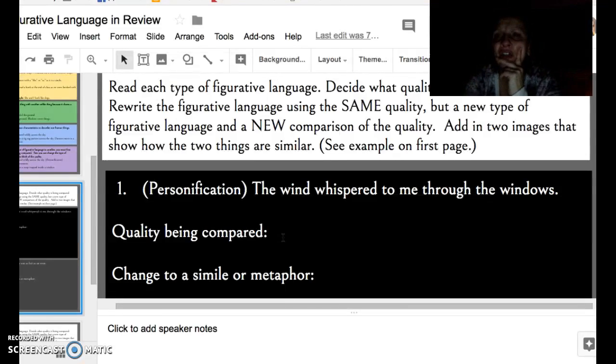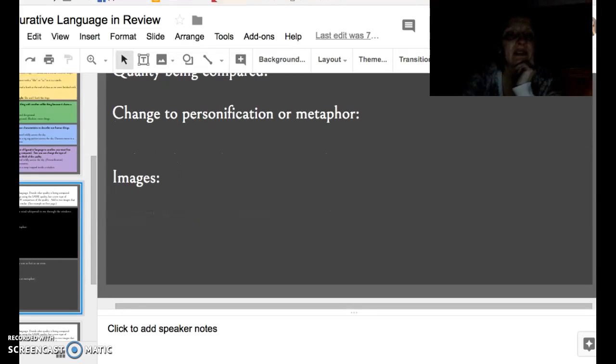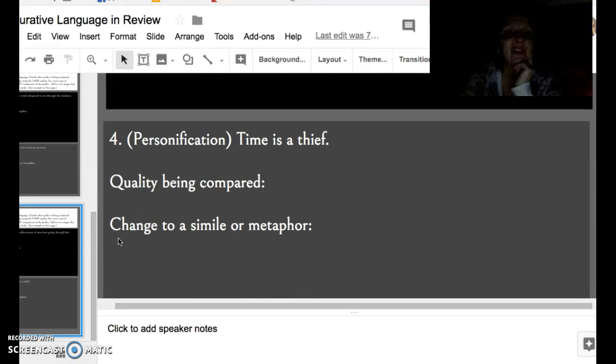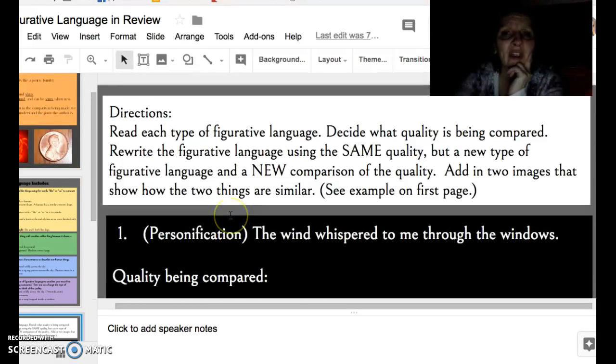Now, how would you change that to a simile or metaphor? That's something you'll have to think about. So we started that one. There's 3 more after this, and then on the next page, there's 2 more. You have to finish the other 3 and this first one on your own now. But that should give you a good head start.